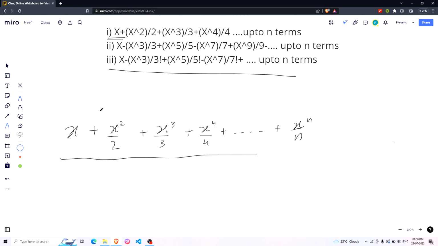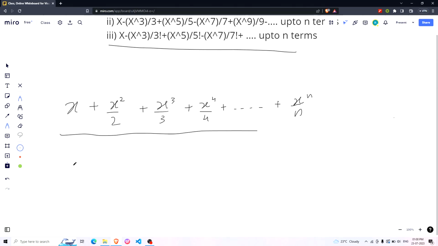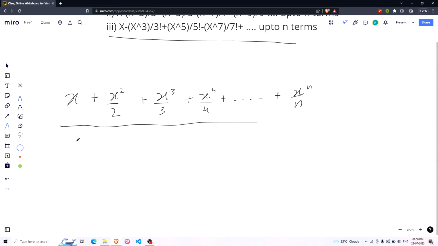To find the sum of this series, the first thing that we have to do is to find a pattern that is getting repeated in all of these terms. So what is that pattern? Can you guess? So let's see. The first term is x, which can be also written as x to the power 1 by 1. The second term is x square by 2. The third term is x cube by 3, and like this the nth term is x to the power n by n.